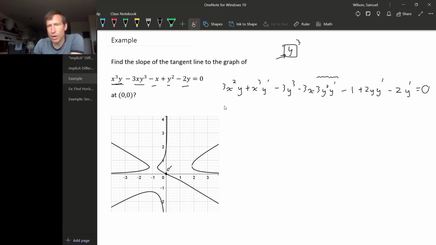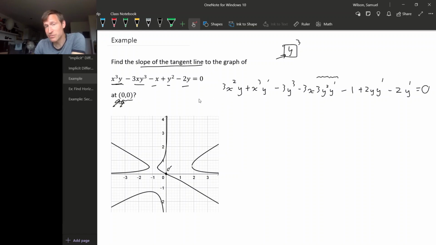Now, ultimately, we need a value for y prime. Since we're looking for the slope of a tangent line, we could solve this equation for y prime, but we have this point in mind, (0, 0). So we could either do all the algebra to solve for y prime and then plug in (0, 0), or we could plug in (0, 0) right now. Remember, if you have a particular value in mind, you can't plug that in before you differentiate, but right after you differentiate, you can plug in these values.